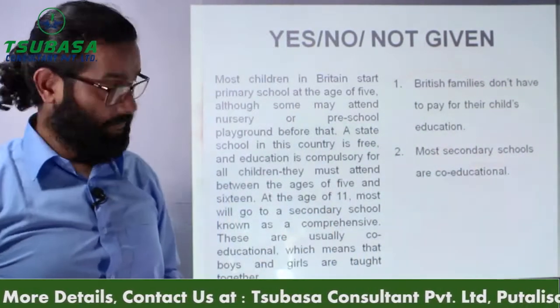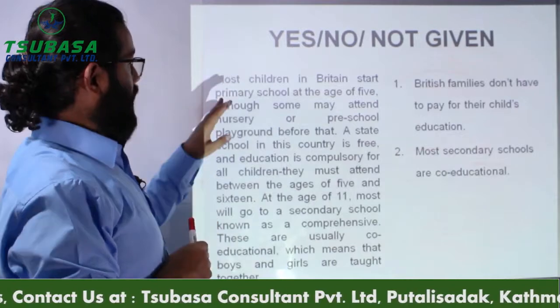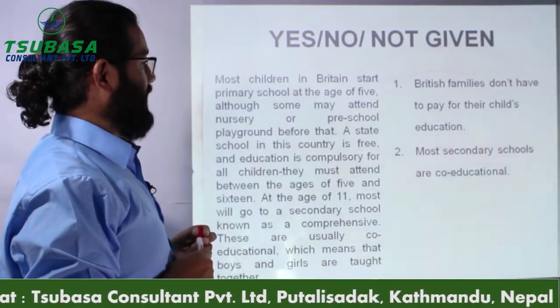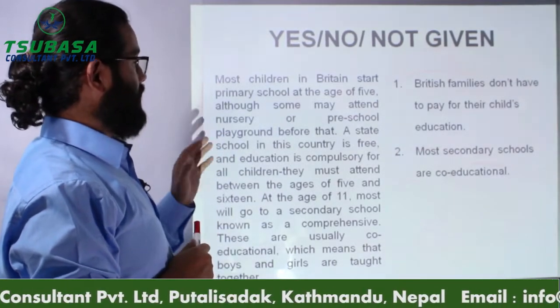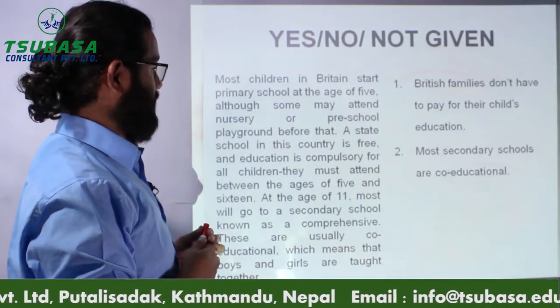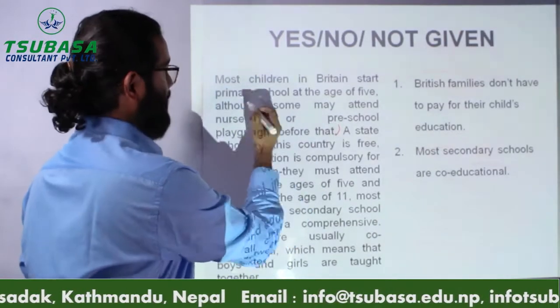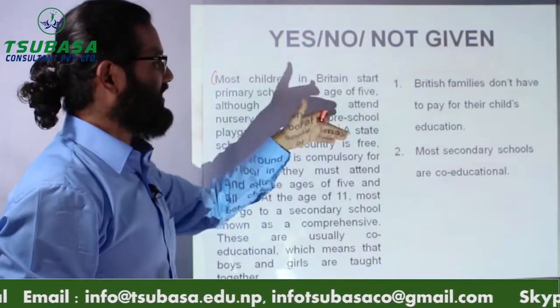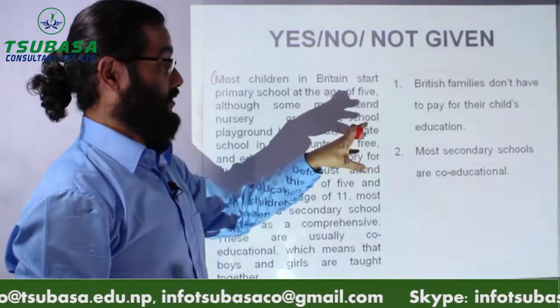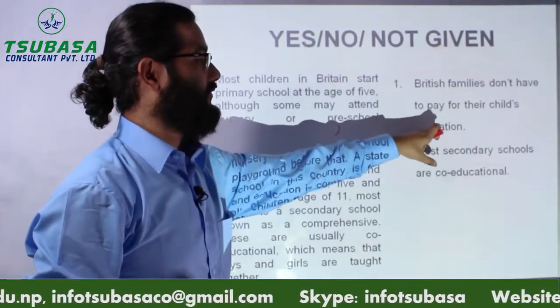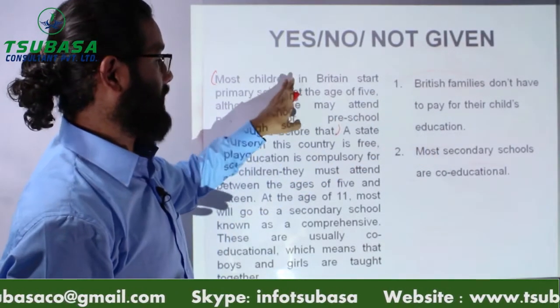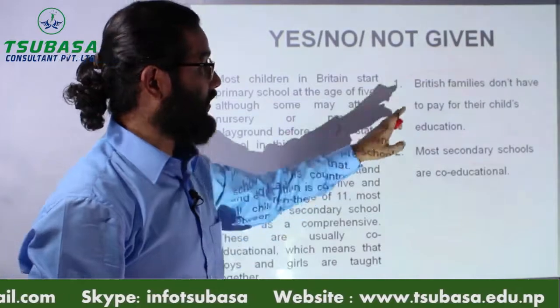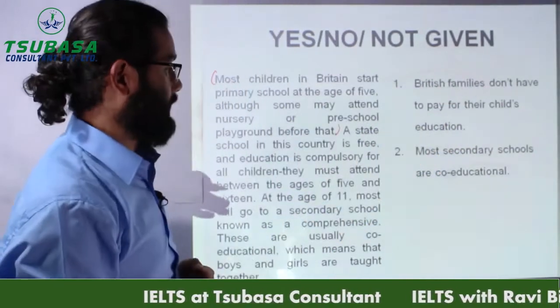So here it says, most children in Britain start primary school at the age of 5, although some may attend nursery or preschool playground before that. Now this part of information has no connection at all to this question. It does not mention any information here. Don't write not given on the basis of this part, because you have to read further unless you find whether they have to pay or not.